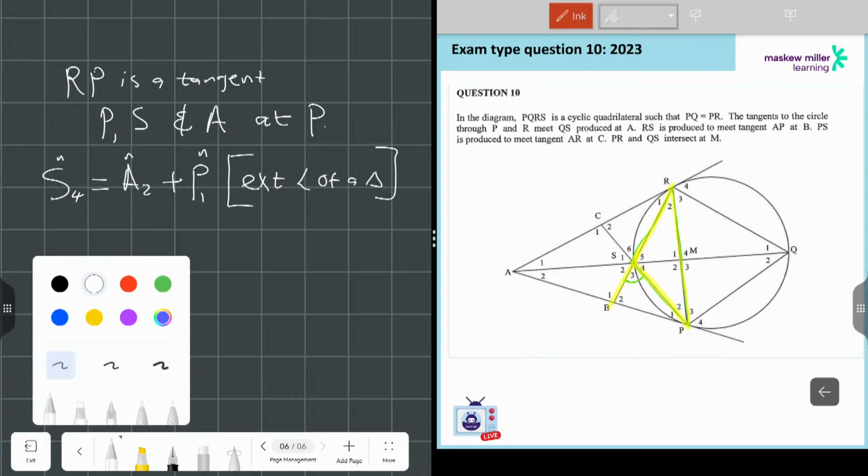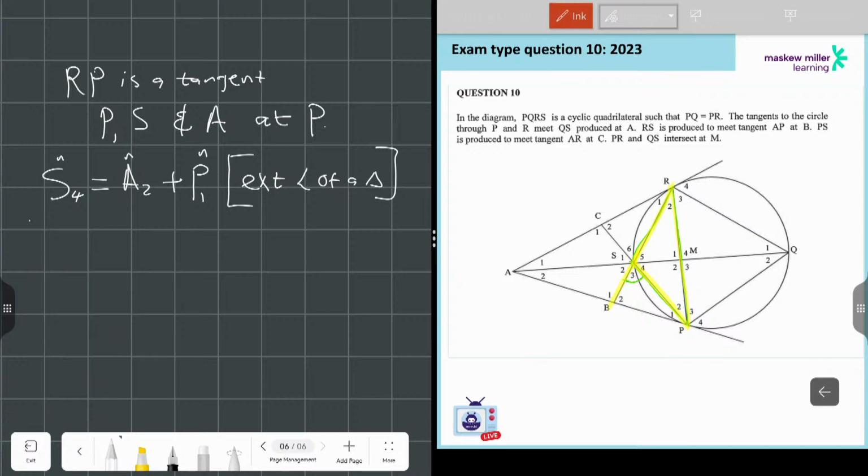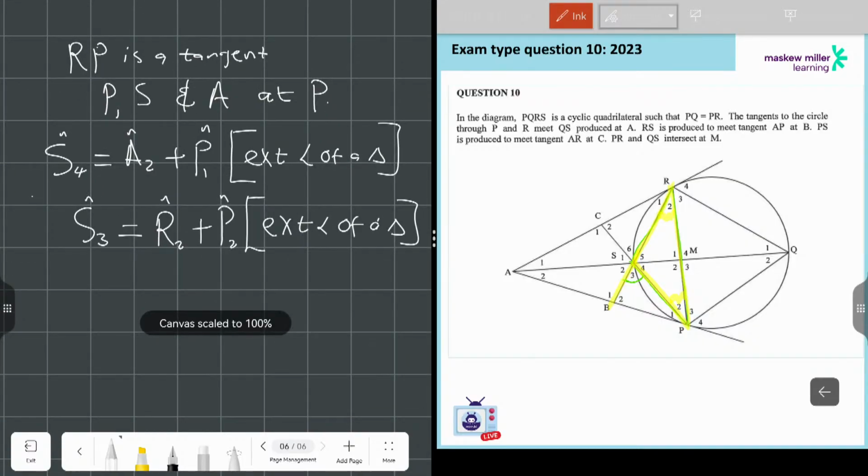So which means that in triangle RPS, I will have S3 equal to the opposite interior angles, which is R2 plus P2. And that reason will be the same, exterior angle of a triangle, right? So this is what I have for now.